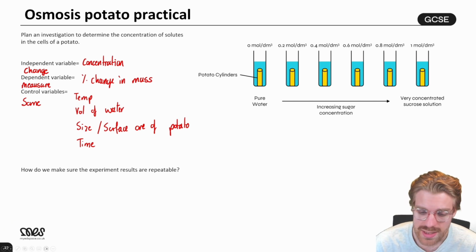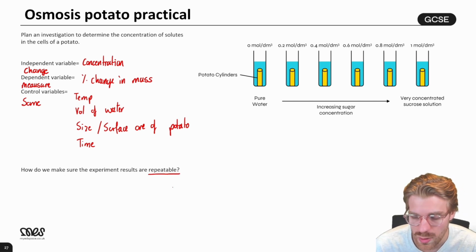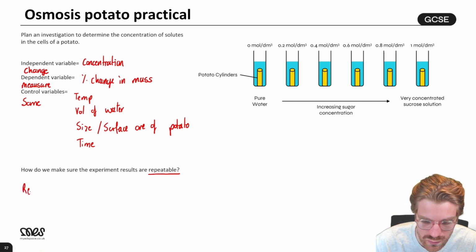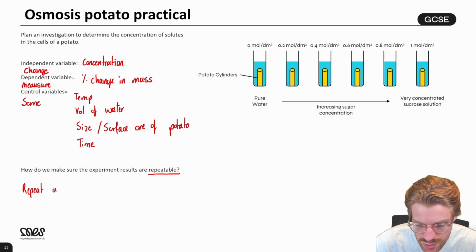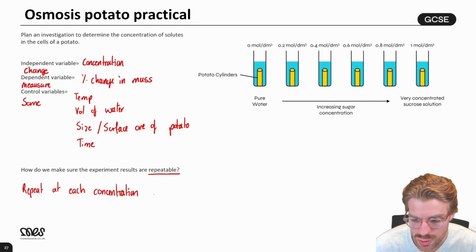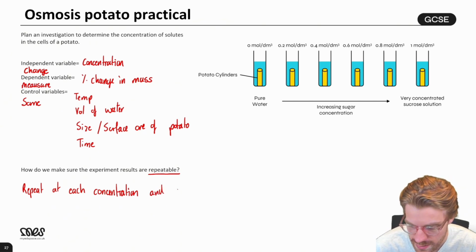So how do we make sure the experiment is more repeatable? Or how do we improve the reliability of our data? Well, what we are going to need to do is repeat at each concentration. And when we repeat at each concentration, that is going to improve the precision. As well as repeating, we are also going to calculate a mean.